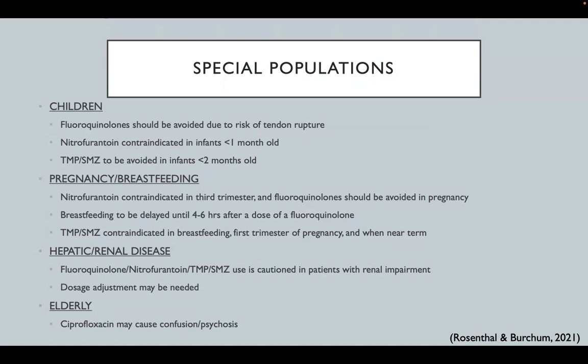Bactrim is contraindicated in breastfeeding and in the 1st trimester of pregnancy and when near term, and that's due to its mechanism of action. Hepatic and renal disease considerations. Fluoroquinolones, nitrofurantoin, and Bactrim, all of these, the use is cautioned in patients with renal impairment. Dosage adjustment may also be needed depending on the patient.